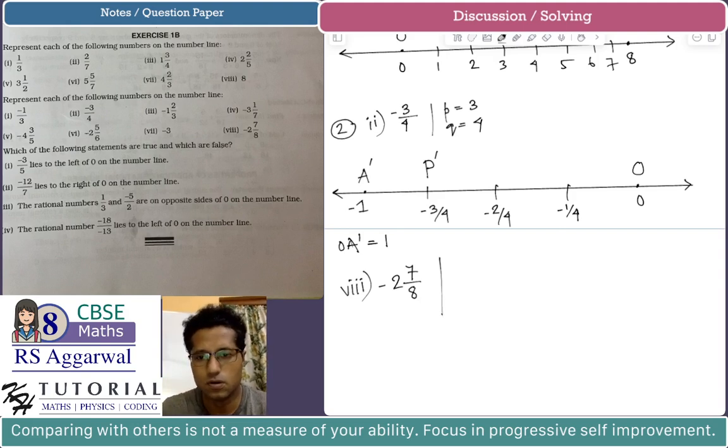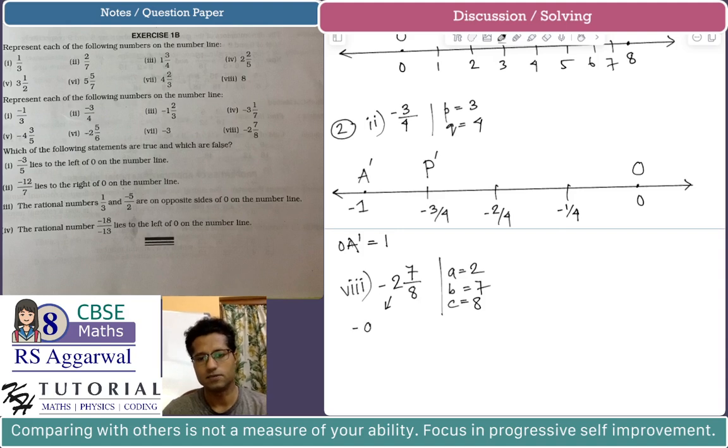Okay, so for reference, it is better that you write down what is the whole part. Whole part is 2, and the fraction part, the numerator is 7. It is better, while solving the problem, that we use notations as per our theoretical discussion. In the theoretical discussion, I used B, and C is 8. So if we consider this in the form of minus A and B by C, then A is equal to 2, B is equal to 7, and C is equal to 8.